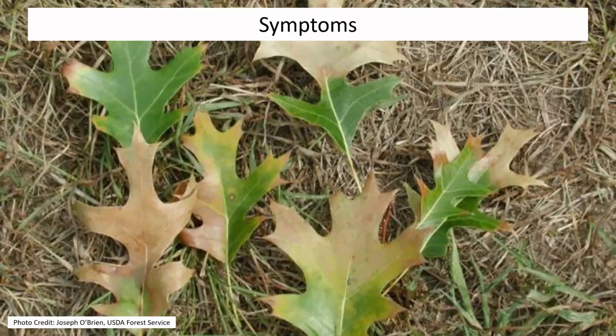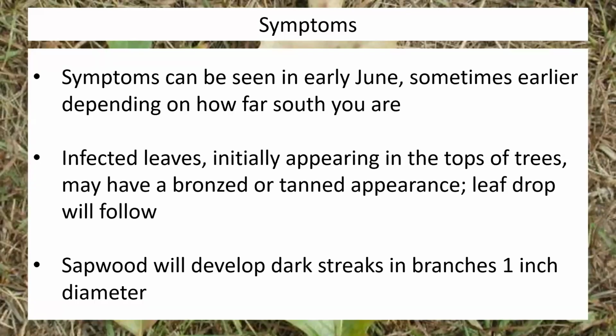So this one, I apologize for the picture quality, it is grainy, but you can see that these oak leaves are taking on that very clear tan or bronze appearance. Now, it's important to understand that they won't always take that appearance. They will quite a bit, but sometimes the leaves will stay green. You will also see the sapwood begin to develop dark streaks, pardon me, in branches 1 inch in diameter, and you will also sometimes see that streaking just under the bark of the wood or in thicker branches. It just depends on how infected the tree is, I imagine.